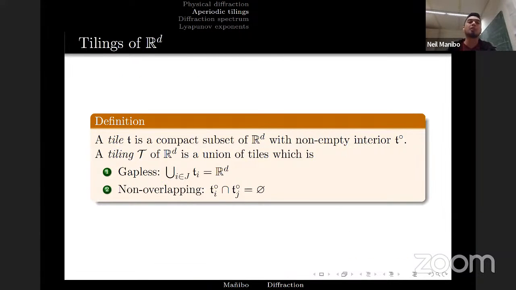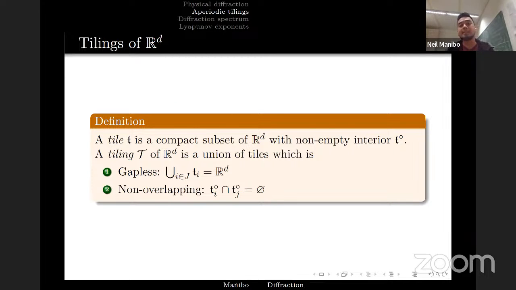As I said, we want to look at diffraction of aperiodic tilings. Before we proceed to discussing how we can view tilings as models of solids, we define what a tiling is, for those who are not familiar with it. We first define what a tile is. It's just a compact subset of R^d with non-empty interior, and a tiling is just a union of tiles which covers the space, in our case R^d. So it means that it's gapless and that there are no overlaps, which means that the interiors of the corresponding tiles have empty pairwise intersection.